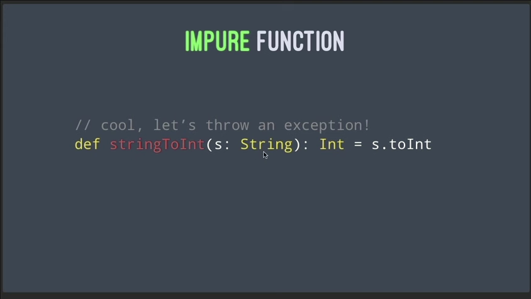Conversely, an impure function is something like this, where we attempt to convert a string to an int, but guess what? toInt will throw an exception. So if the string has the value "hi mom", this is going to throw a number format exception and blow up your code. So we don't do that. We don't throw exceptions. We don't write impure functions. Instead, when it comes to errors, what we do is we use this thing called functional error handling.